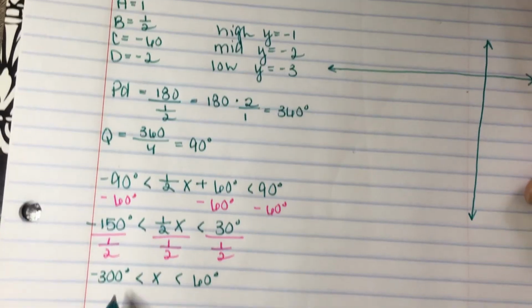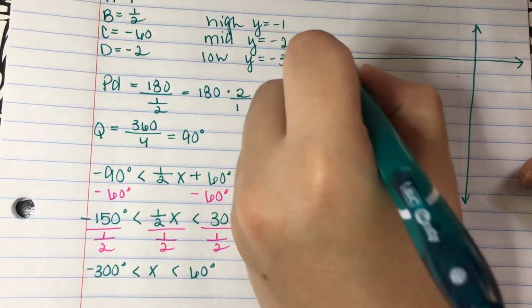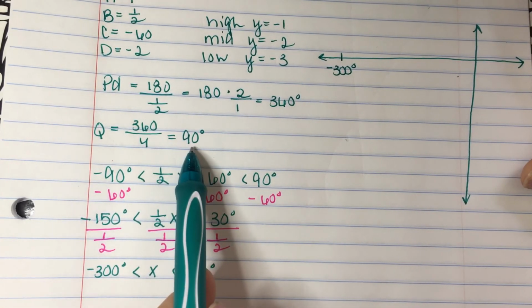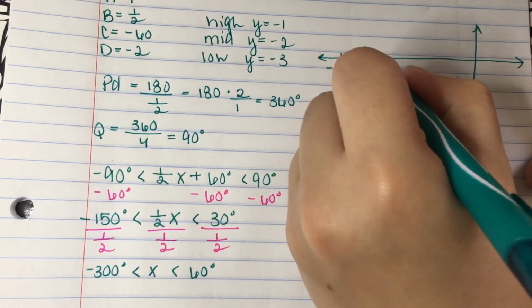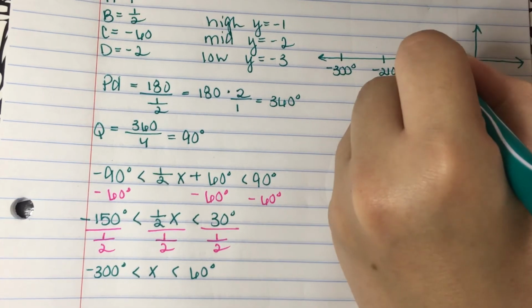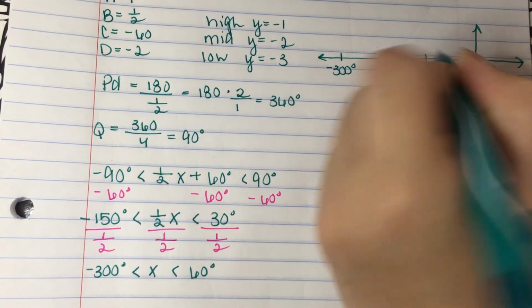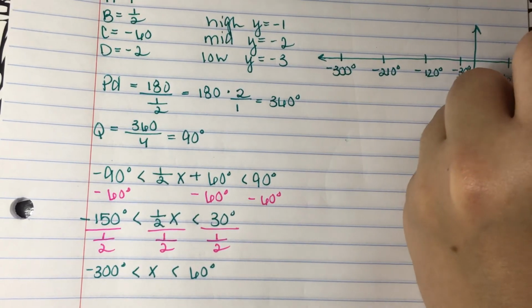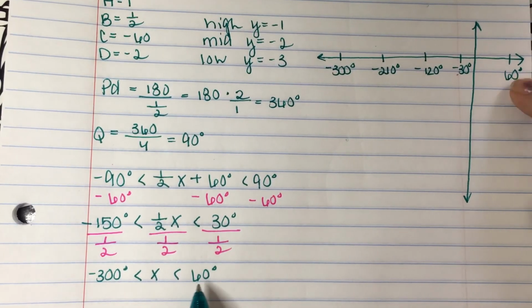All right, and then now my first asymptote is going to be at -300 degrees. That's my starting point. And I'm going to be adding my quarters. So I'm going to add 90, and we're going to get -210. I'm going to add 90, and I'm going to get -120. I'm going to add 90, and I'm going to get -30, and I'm going to add one more 90, and I'm going to get 60. And then I can see that that's where my last asymptote is.